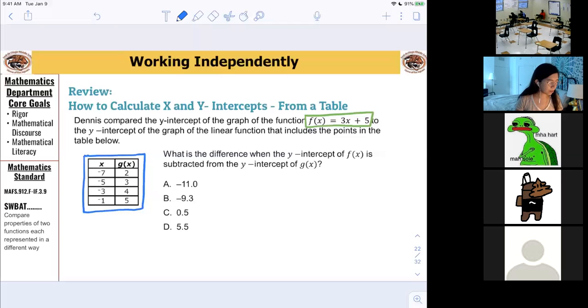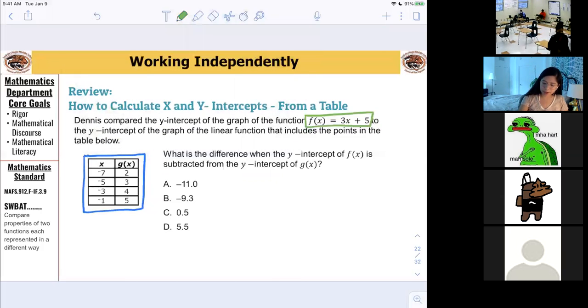Okay. So let's go through this together because I didn't get a whole lot of answers in the chat, so I'm assuming that we still have questions about it. What am I trying to calculate for both functions? What's the only thing I need to worry about in this problem? The y-intercept. Yeah, only the y-intercept. You can get the slope, you can get the x-intercept, but the only one we actually care about here is the y-intercept. So starting with f of x, what's the y-intercept for f of x?